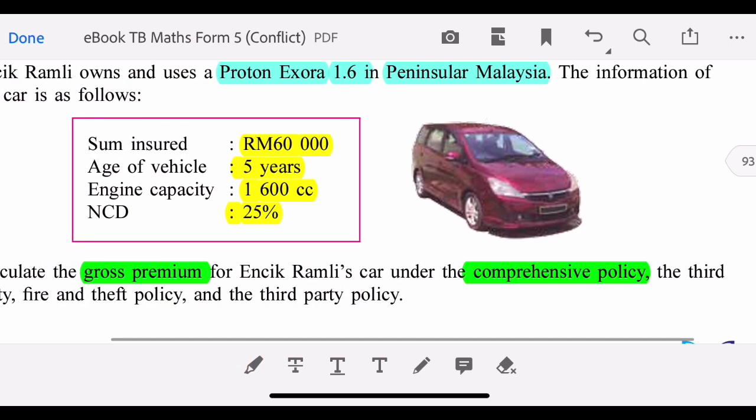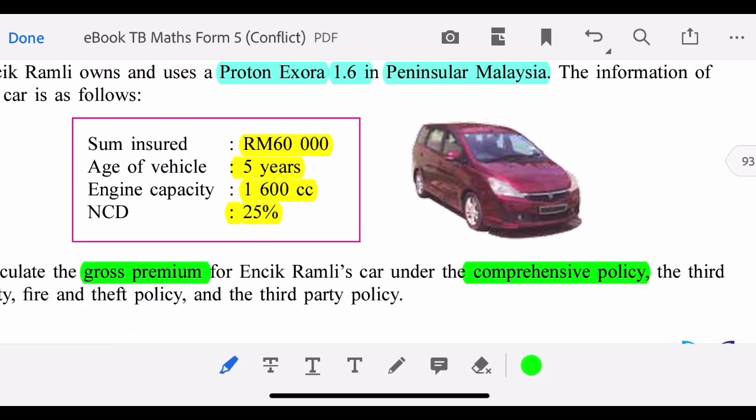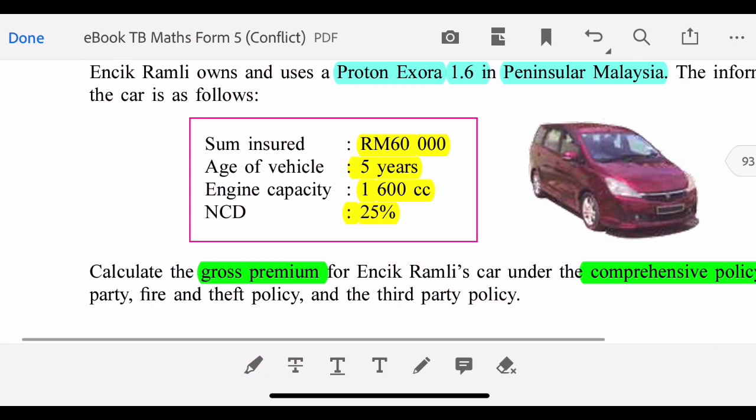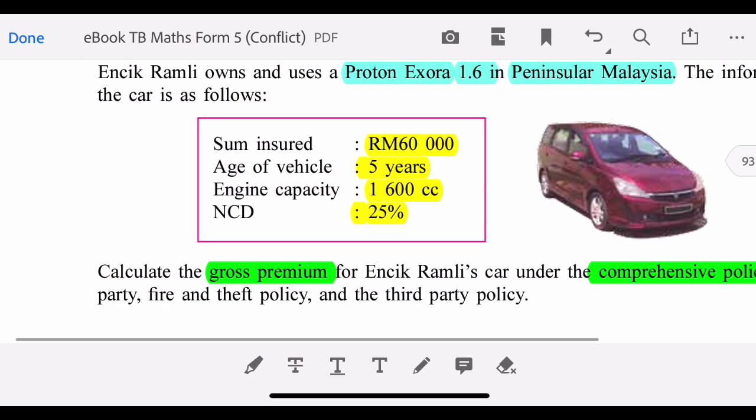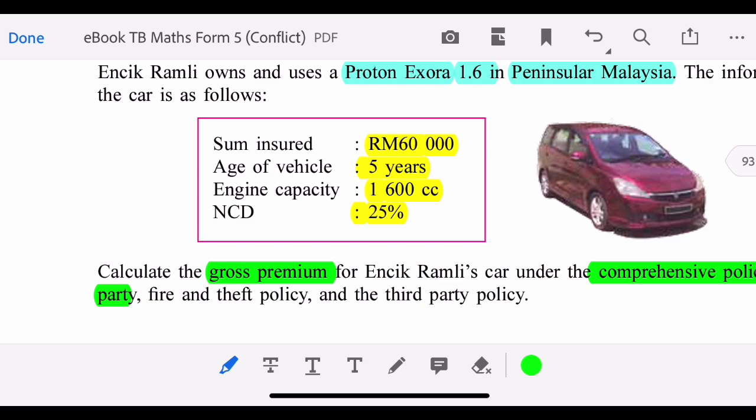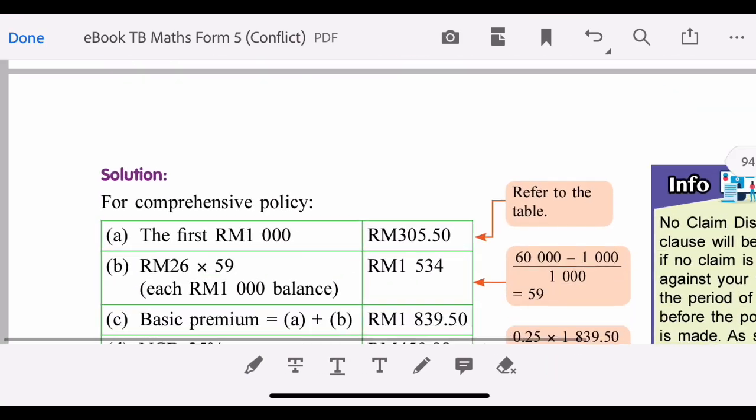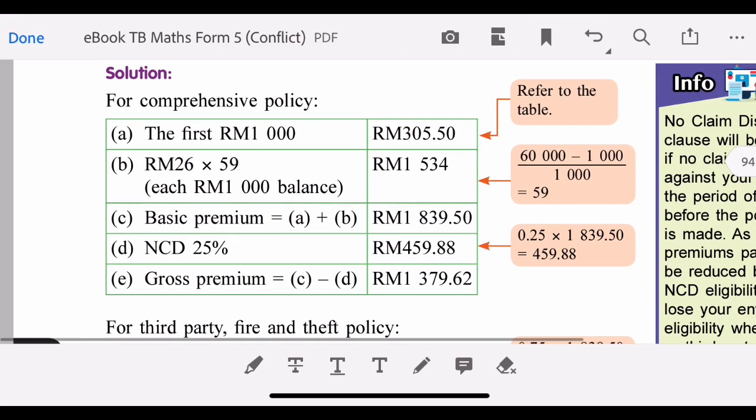the third party, fire and theft policy, and also the third party policy. Right, so how to do the calculation?